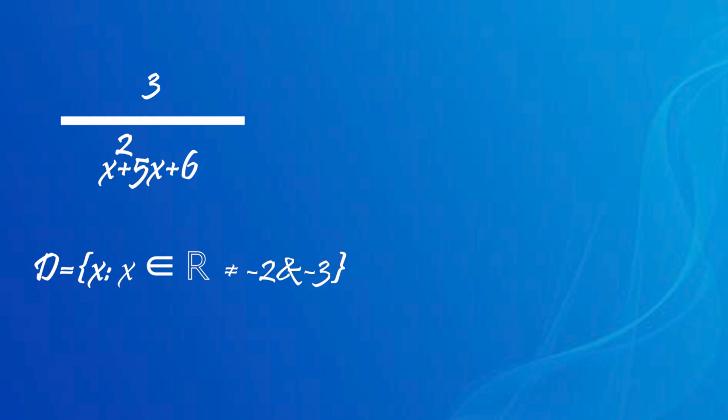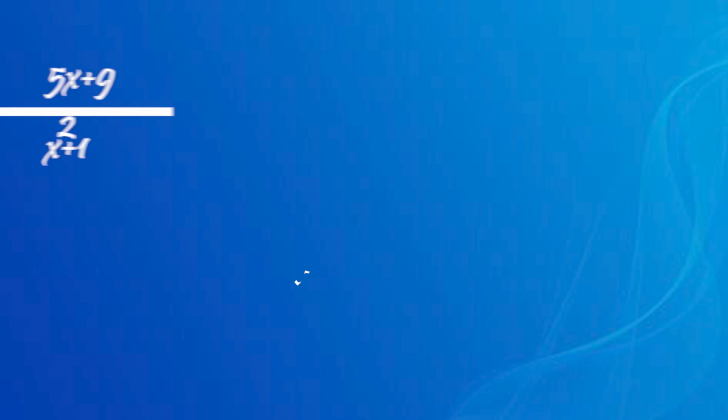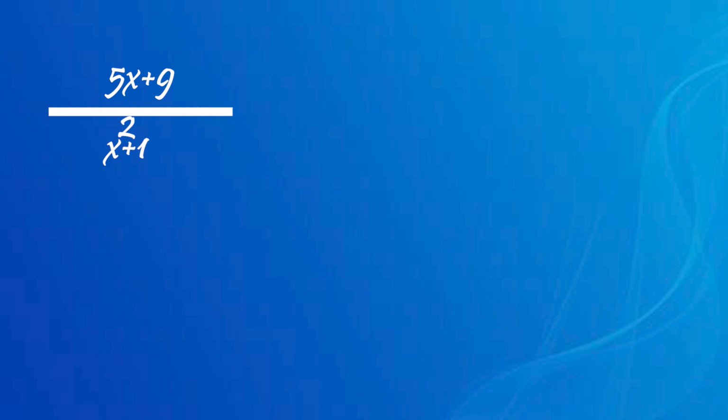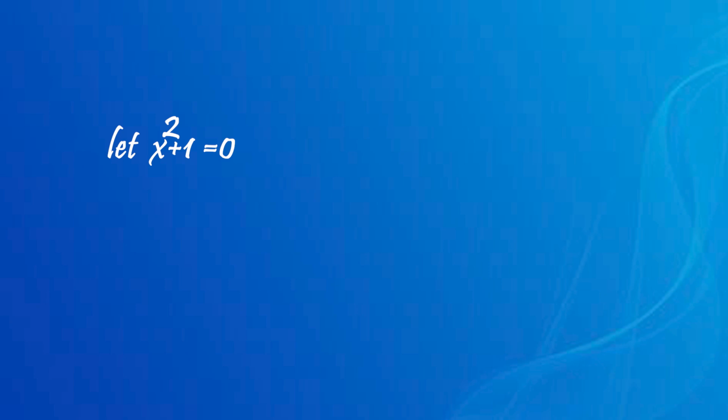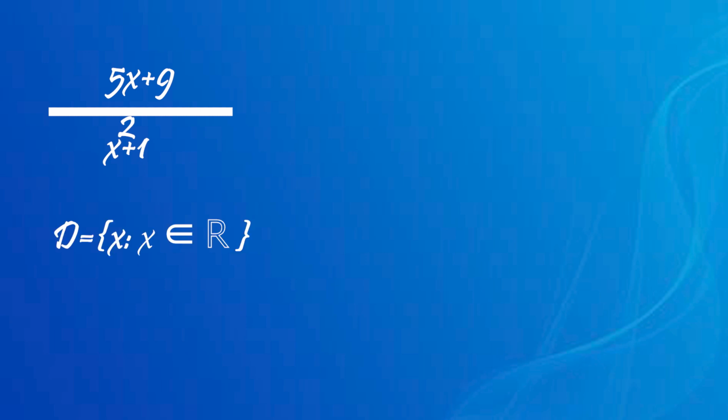The third example, 5x plus 9 over x squared plus 1. We only focus on the denominator x squared plus 1. Let us make it 0. But if you see, this x squared plus 1 can never be 0. So the domain of the expression 5x plus 9 over x squared plus 1 is all real numbers. This means all values of x can be applied on the function.